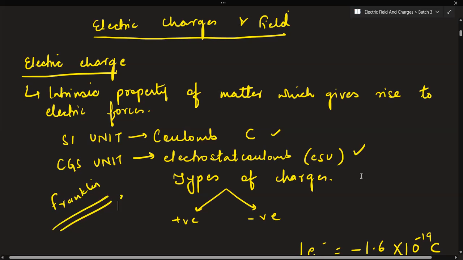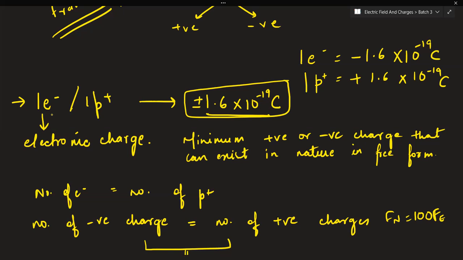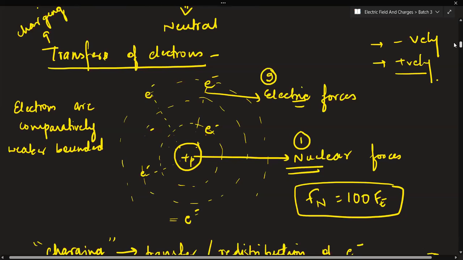Now, the charge that a single electron contains, this value you have to remember, which is 1.6 into 10 to the power minus 19 coulomb. This value you have to remember. So if it's an electron, you can write it as minus 1.6 into 10 to the power minus 19. If it's a proton, you can write it as plus 1.6 into 10 to the power minus 19 coulomb. This is the electronic charge. This is the minimum value that can exist in nature in free form, 1.6 into 10 to the power minus 19 coulomb. So for all the negative charges, just add a negative sign. All the positive charges add a positive sign.